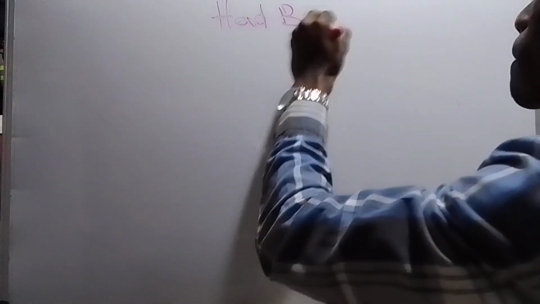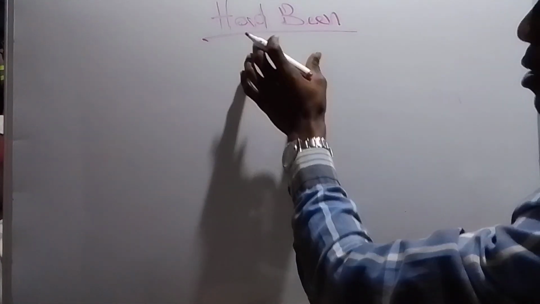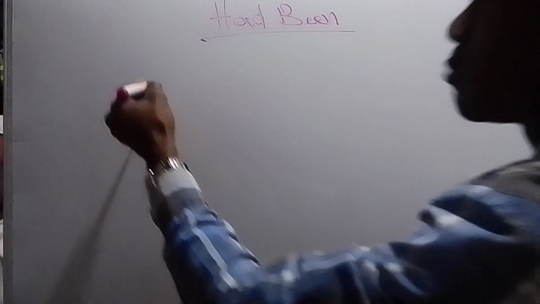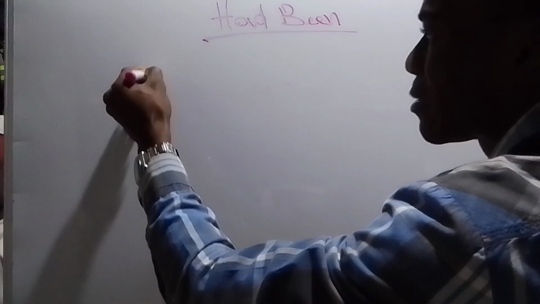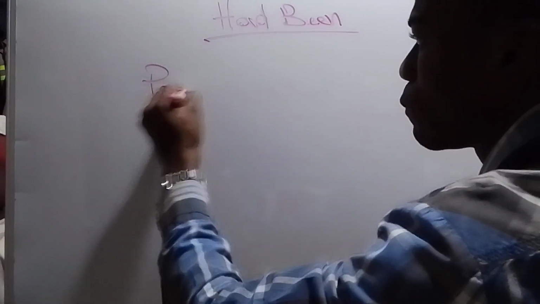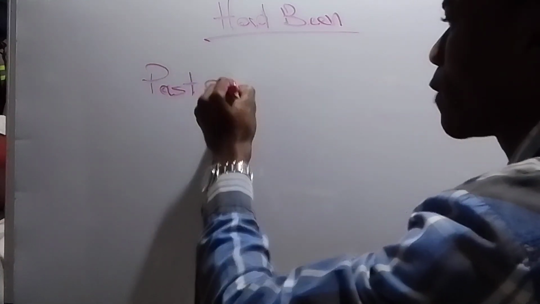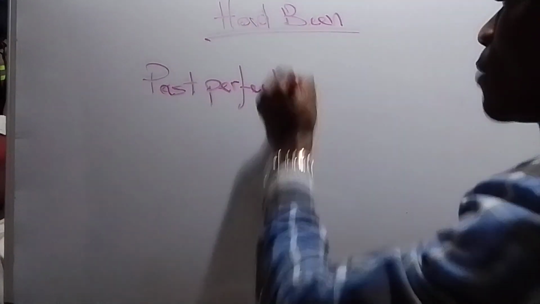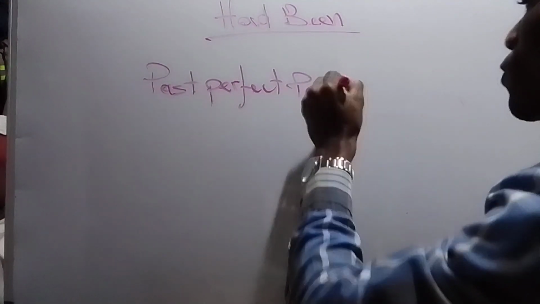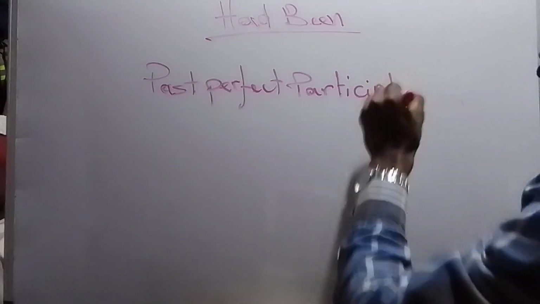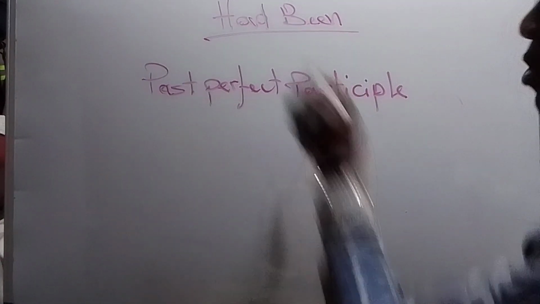Okay, right now, let's see had been. What tense is had been? Had been, we use it in the past perfect participle. Past perfect participle for had been.